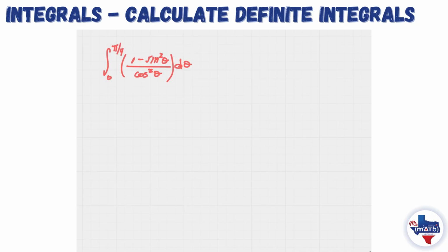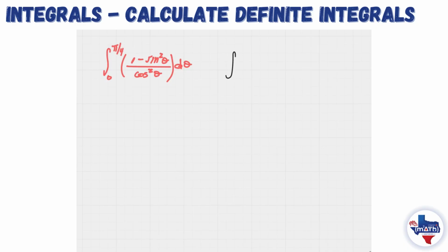Today we're solving the definite integral from 0 to pi over 4 of 1 minus sine square of theta over the cosine square of theta d theta. At first sight, this problem could look a little intimidating, but before we start, let's remember the definition that we have of the definite integral.